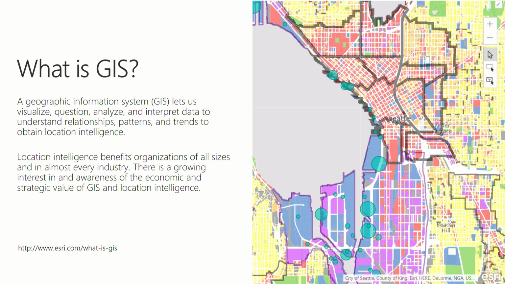But once you've got it on the map, what can you do with it? We can help you analyze it, interpret it, in order to understand relationships, patterns, and trends. And those are the things that you really want to know in order to start making better decisions within your organization. It'll help you start building location intelligence about your data. And building location intelligence is valuable to everybody in every industry.